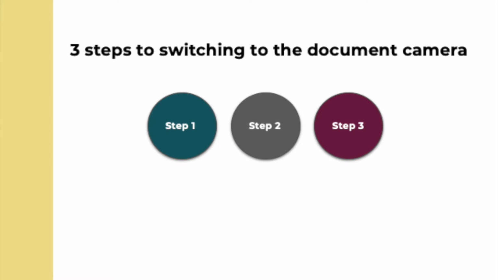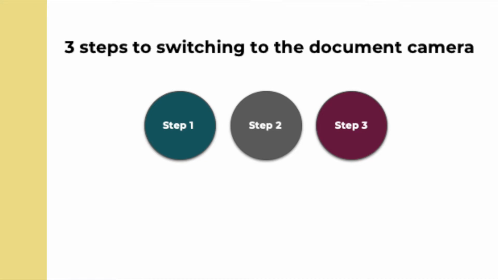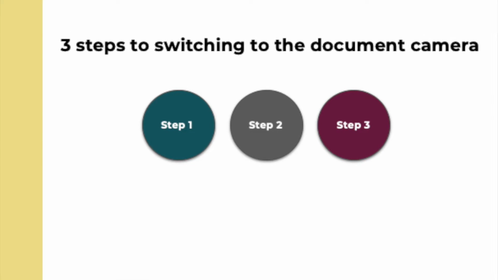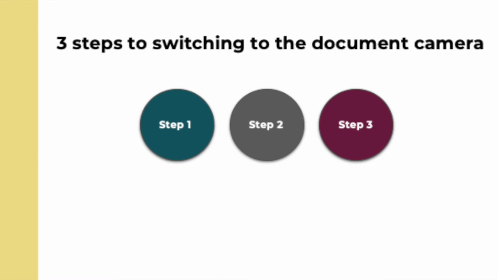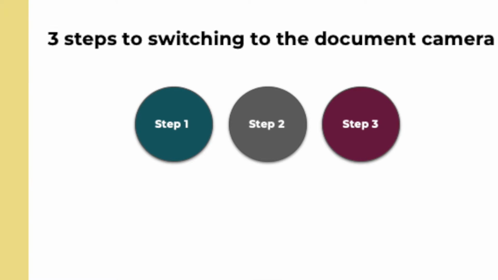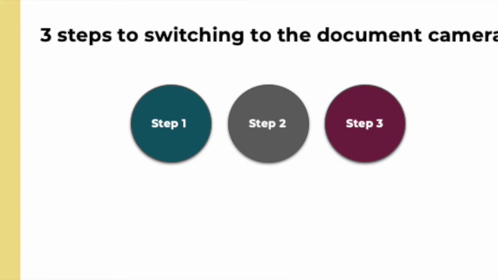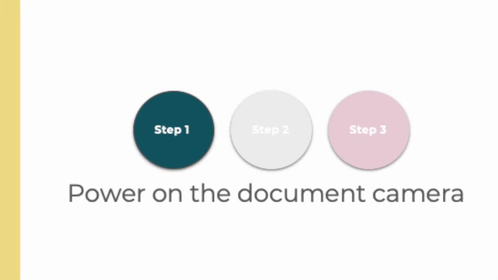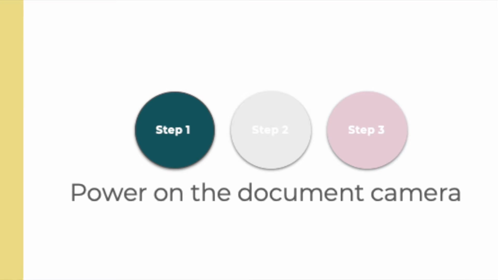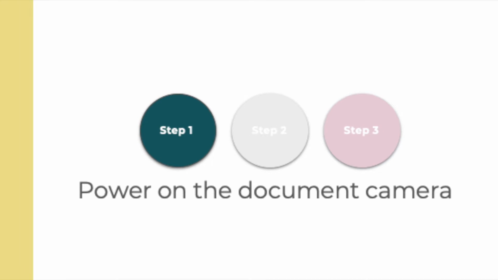There are 3 steps to switching your document camera so that your content is presenting on the screens in both classrooms. Step 1 is ensuring that the document camera is powered on. Your power button should be highlighted in blue when it is on and red if it is off.